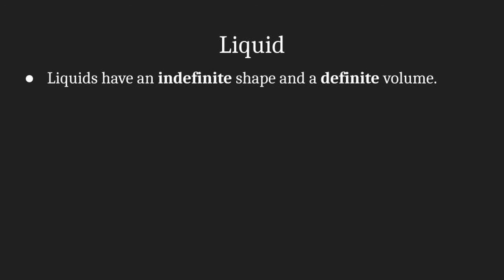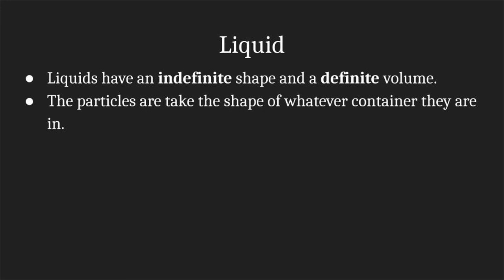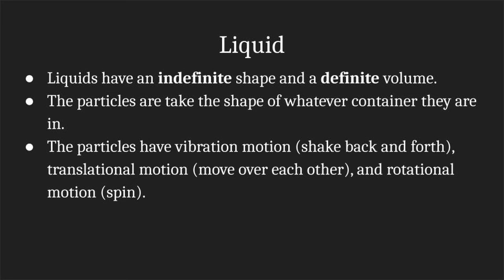Next, we are going to talk about liquids. Liquids have an indefinite shape and have a definite volume. The indefinite shape means they're going to take the shape of whatever container they're in. But the volume of the liquid will always be the same. And the particles have multiple types of motion, not just vibrational like the solid. They have vibrational motion, meaning they move back and forth, translational motion, meaning they move over each other, and rotational motion, meaning they turn and spin in the liquid. Some examples of liquids would be water or soda.